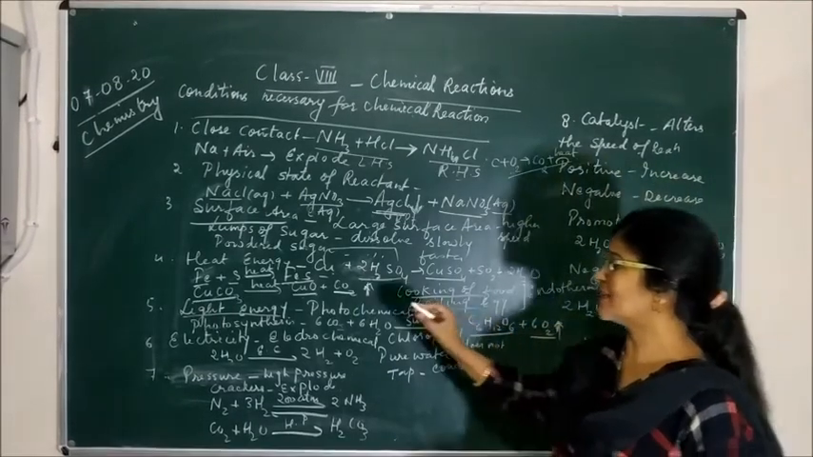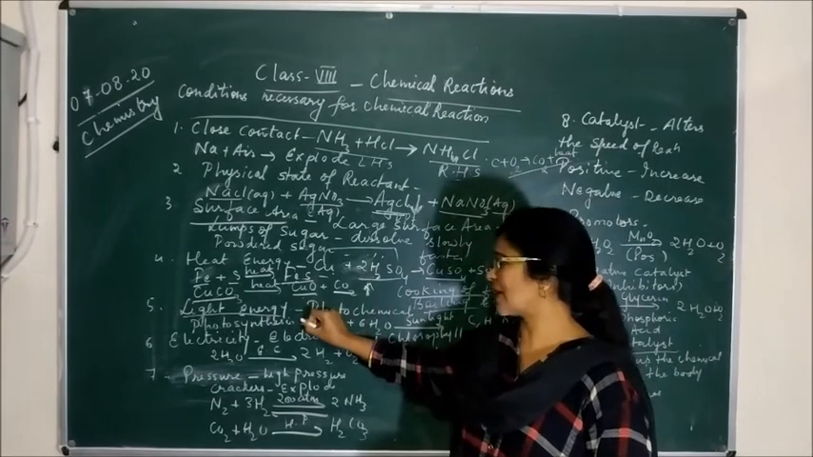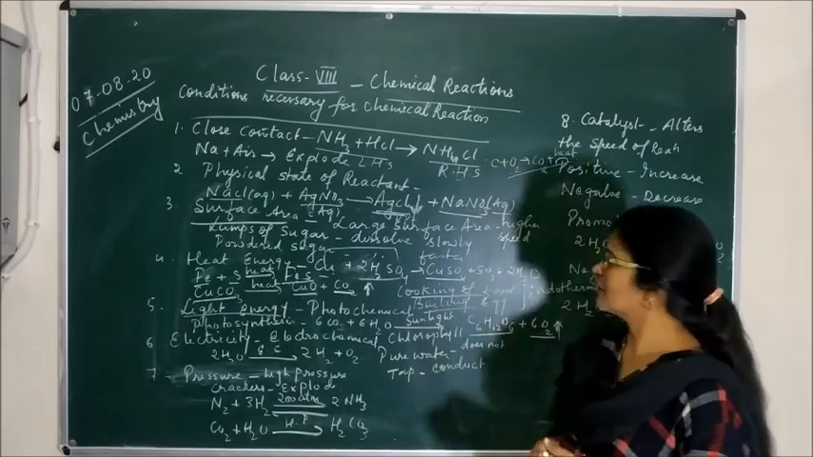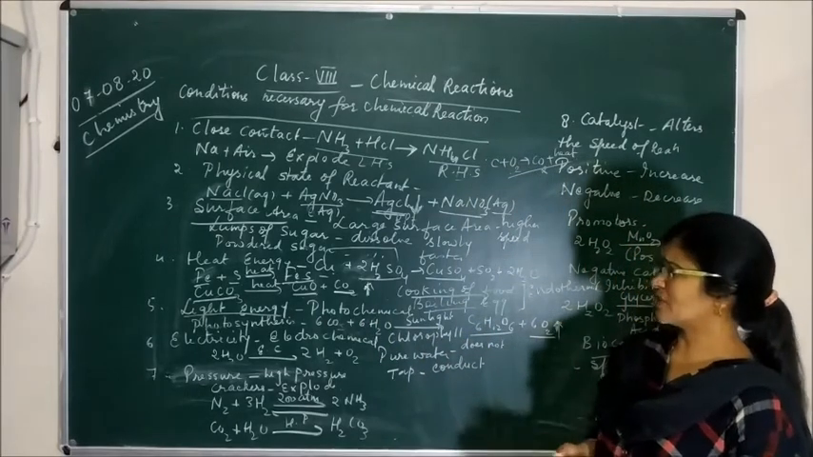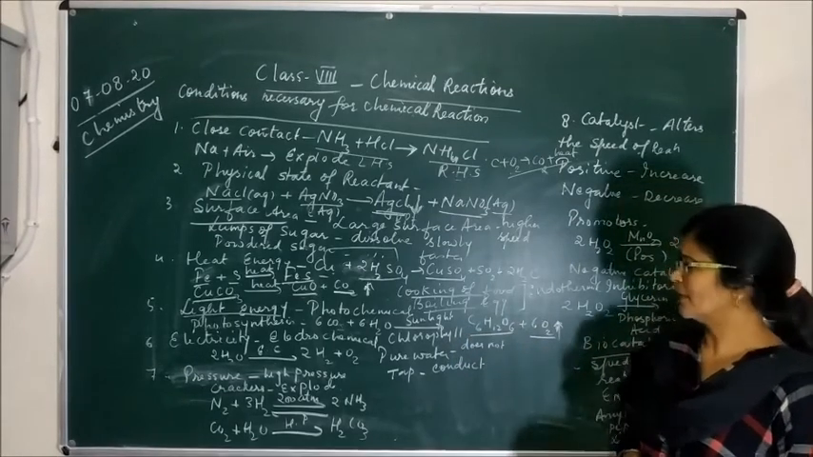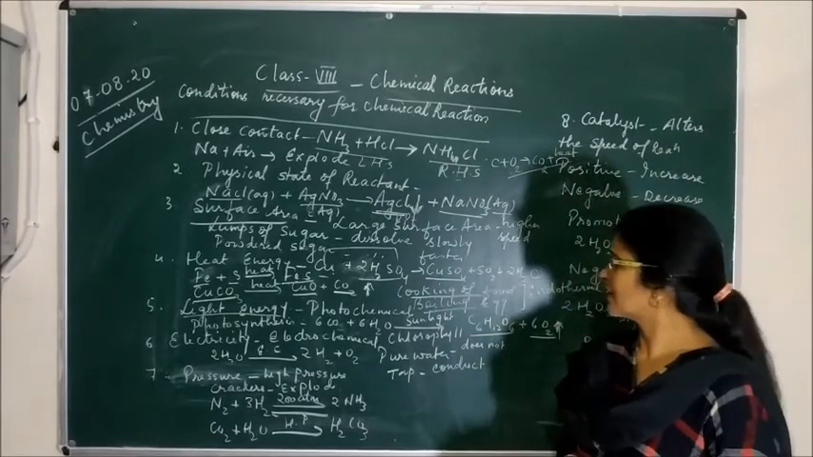So here the light is very necessary, because in the absence of light the reaction will not take place, and this reaction is called a photochemical reaction. So some reactions take place in the presence of light, like photosynthesis. Just now I gave the example. So this is called photochemical reactions.